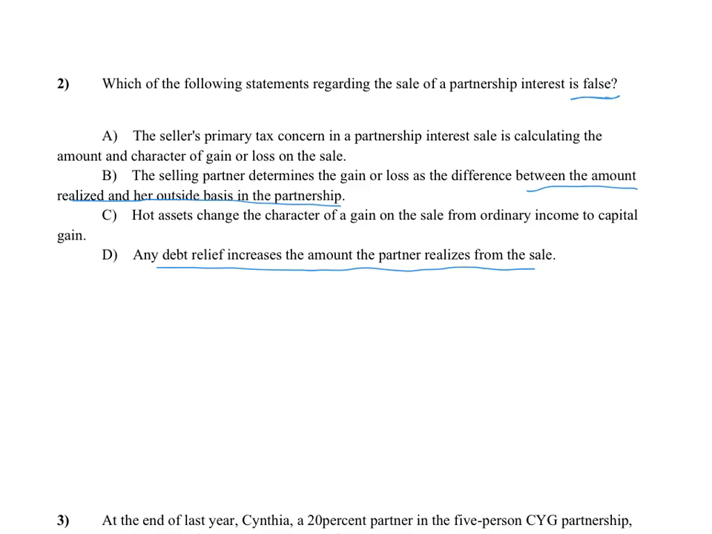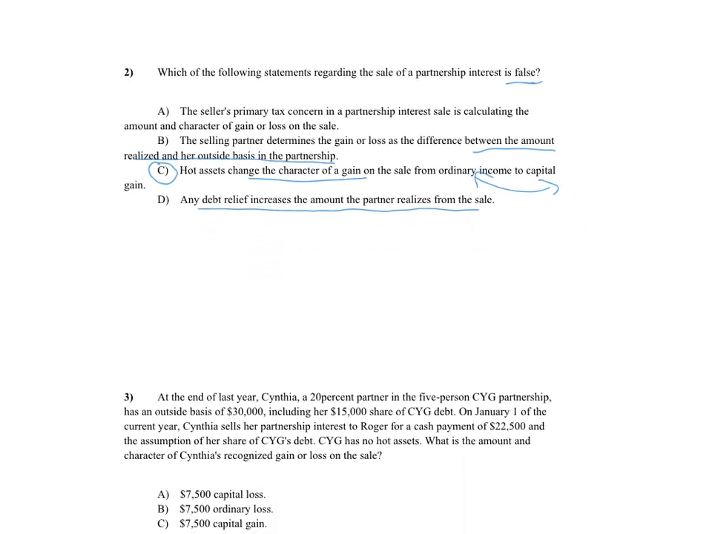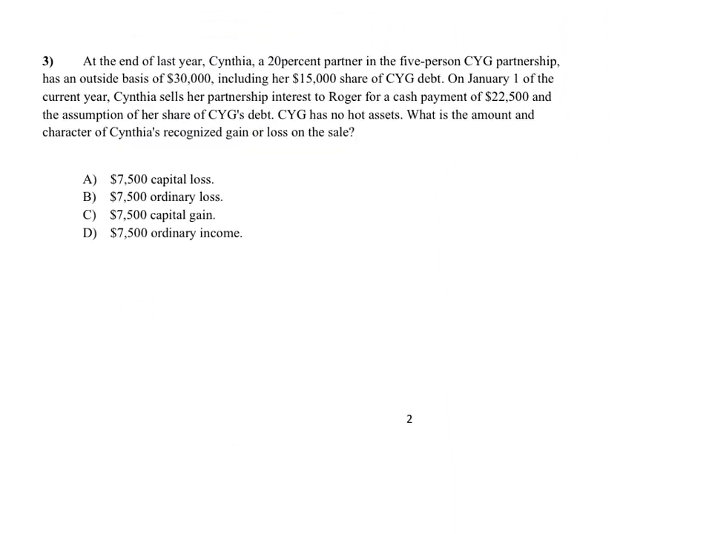Okay, the seller's primary tax concern is calculating the amount and character of gain or loss. Sure. Hot assets change the character of gain. We know that is true. But they don't change the character from ordinary to capital. It's the opposite, right? They change it from capital to ordinary. So C would be the false statement. All right, let's look at number 3.